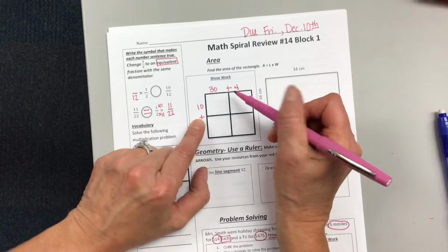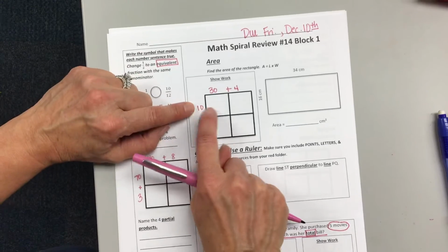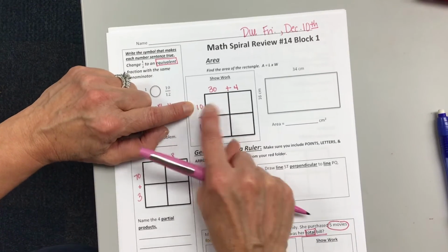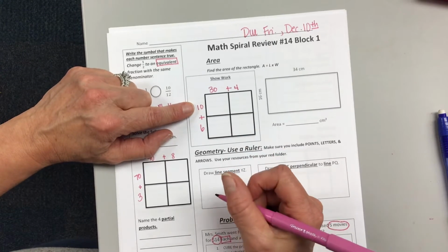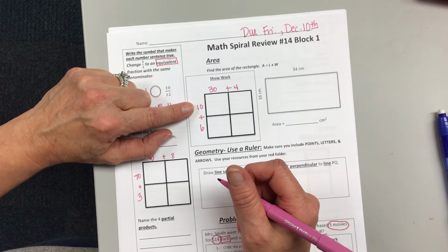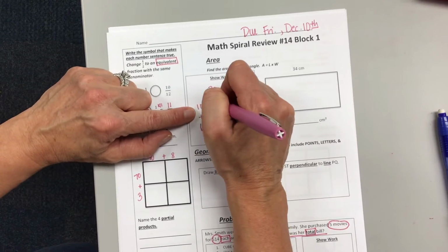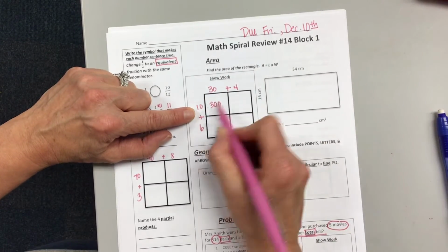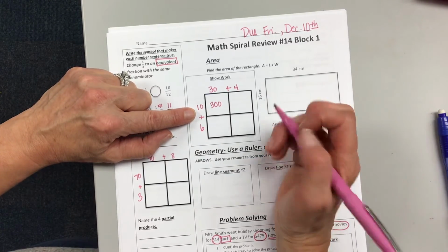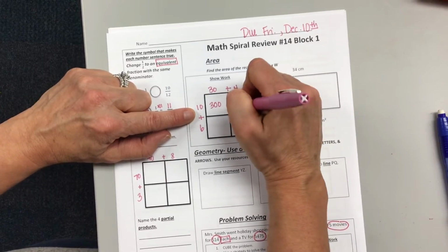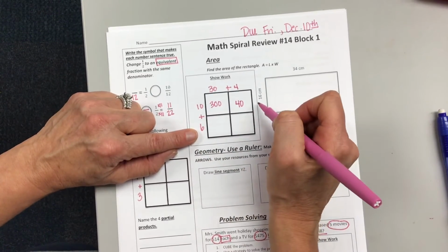Okay, so what is 30 times 10? First, I need to take 10 and multiply it by 30, and 10 and multiply it by 4. What is 30 times 10? 300. 30 times 10 is 300. What is 4 times 10? Morgan? 40. And now I need to take the 6 and multiply it times 30 and multiply it times 4.